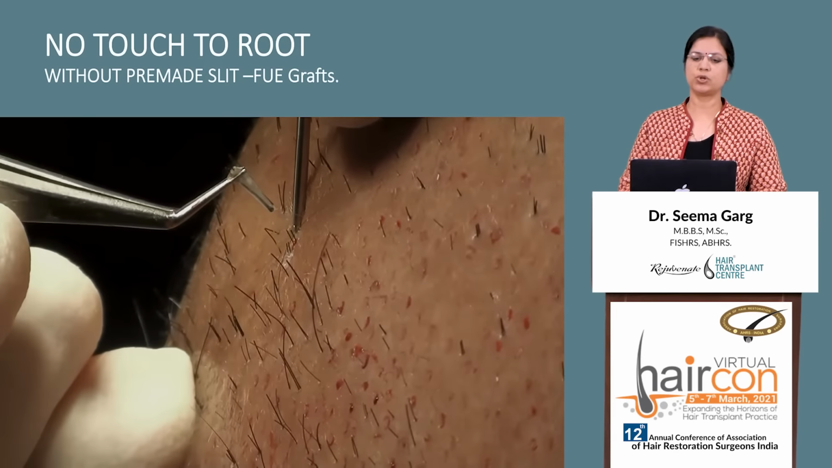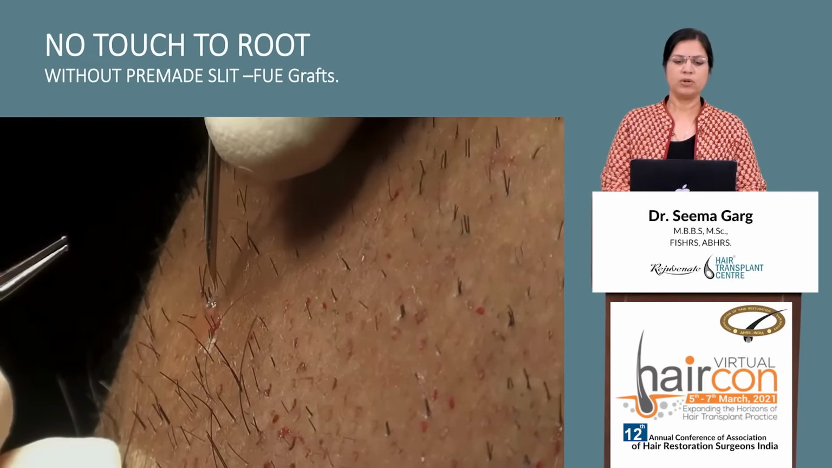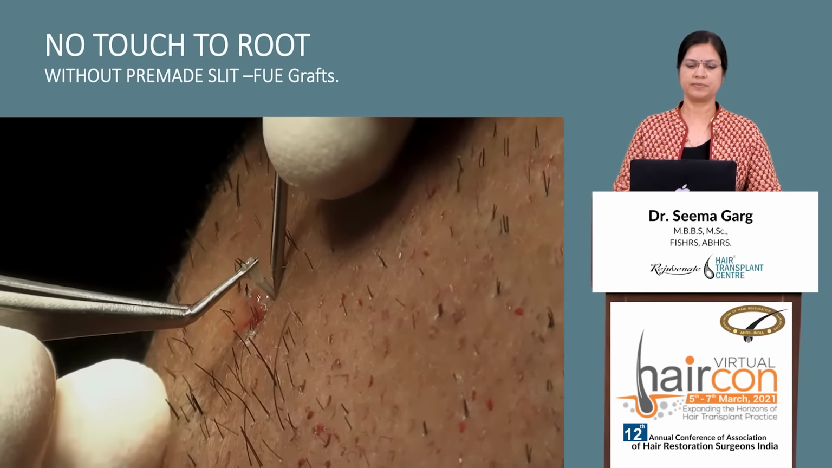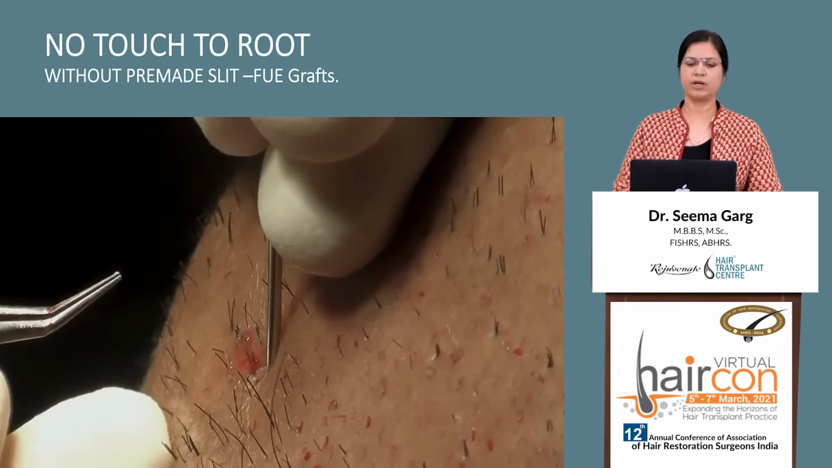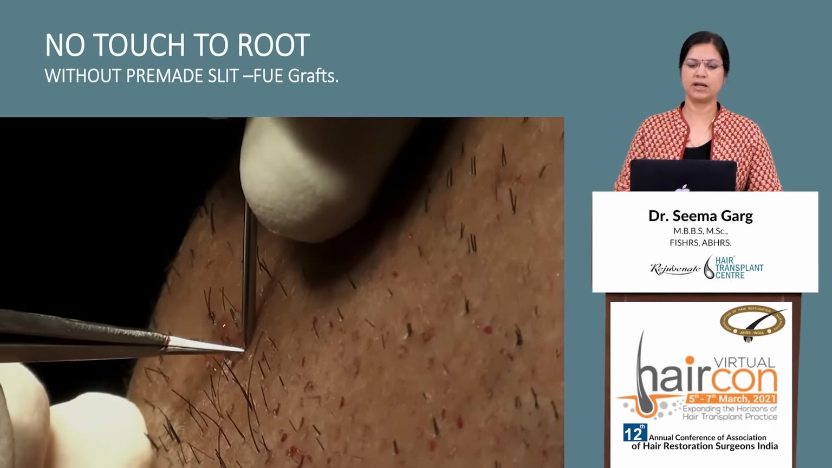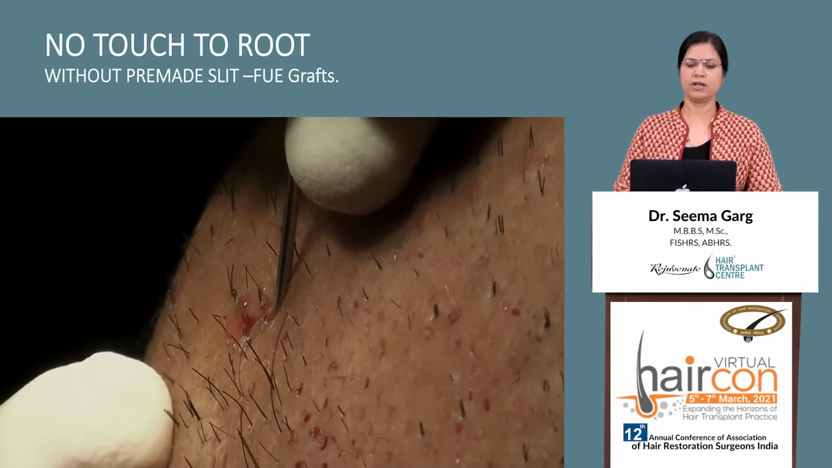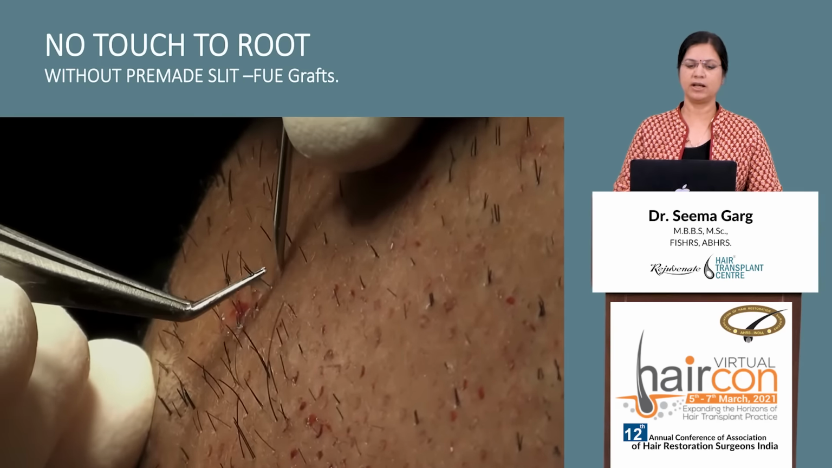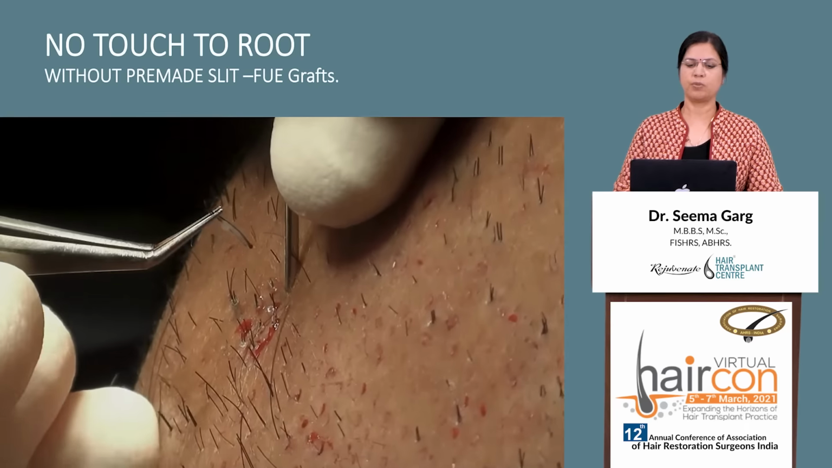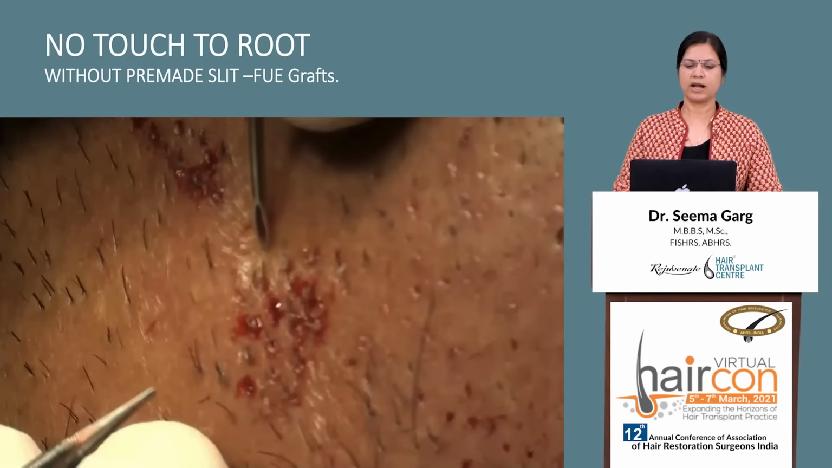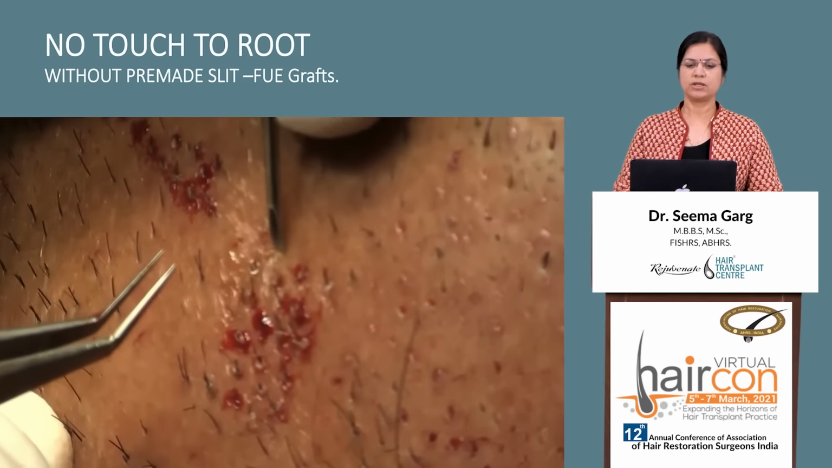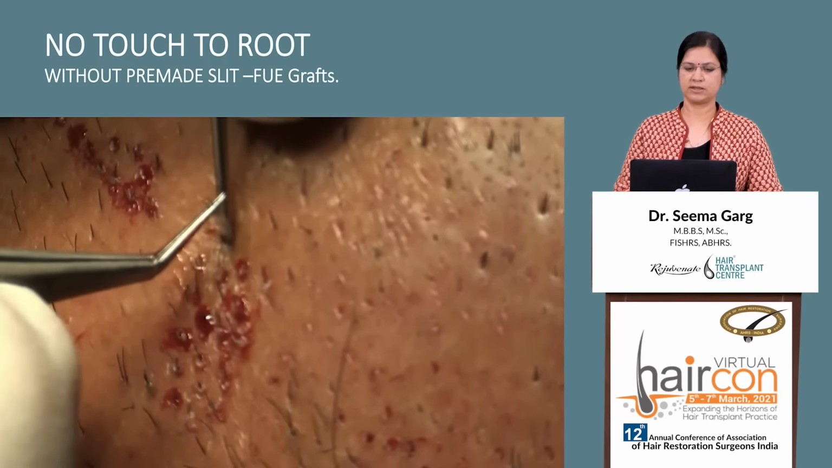Now, this is the video showing no touch to root technique without pre-made slits. So, the surgeon is doing implantation. These are FUE grafts, and you can see the grafts are grasped at the epidermal end and how beautifully they are delivered into the hole created by the needle. The beveled part of the needle accommodates the graft and then the graft is placed into the hole. This is another view. So, this is no touch to root without pre-made slits.